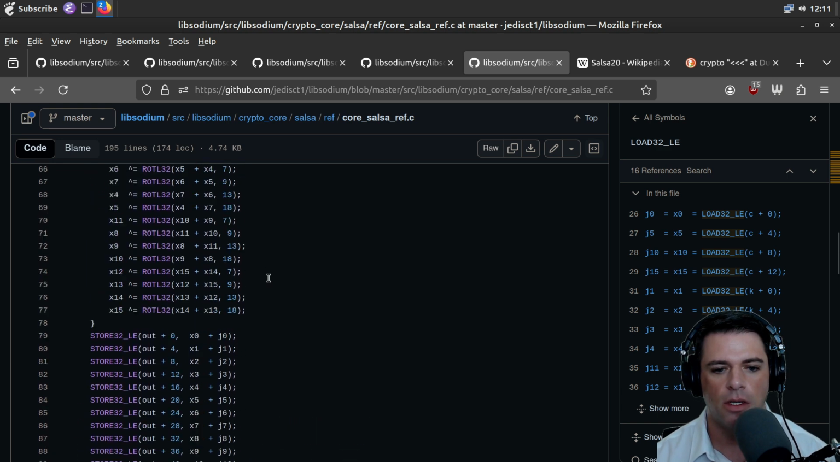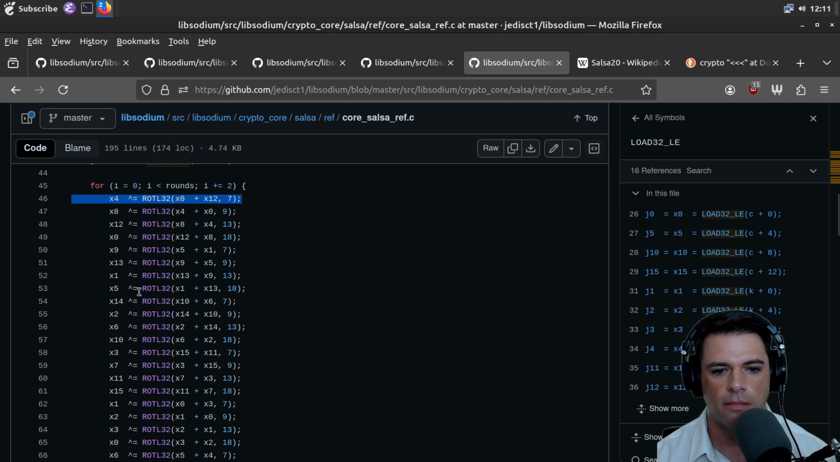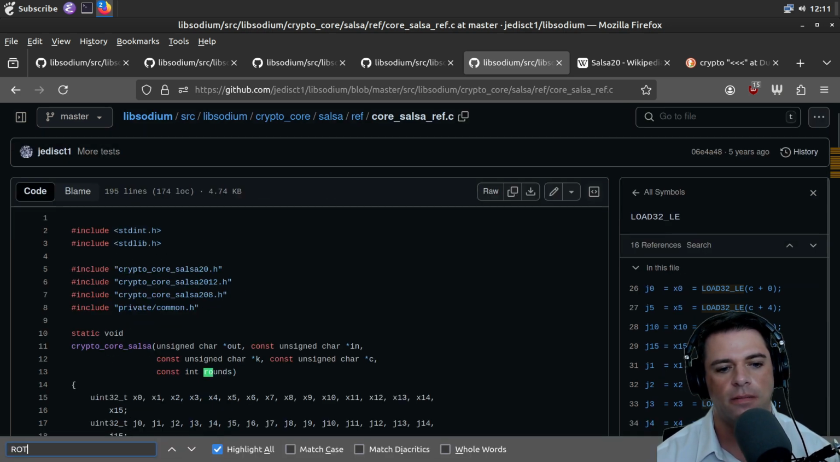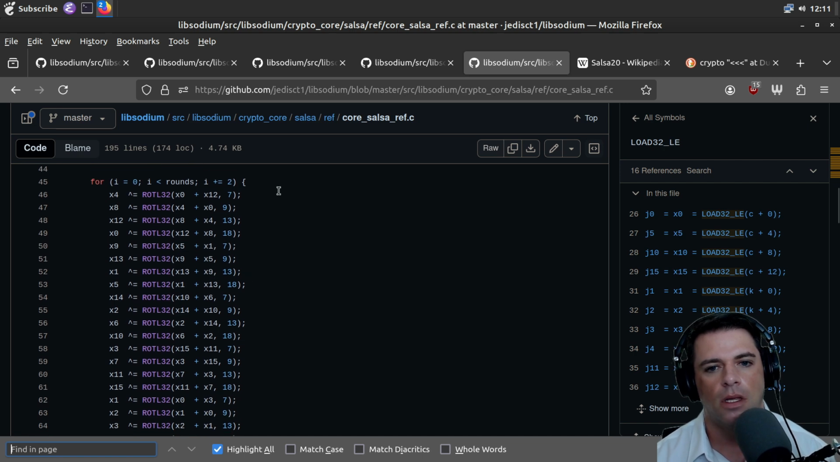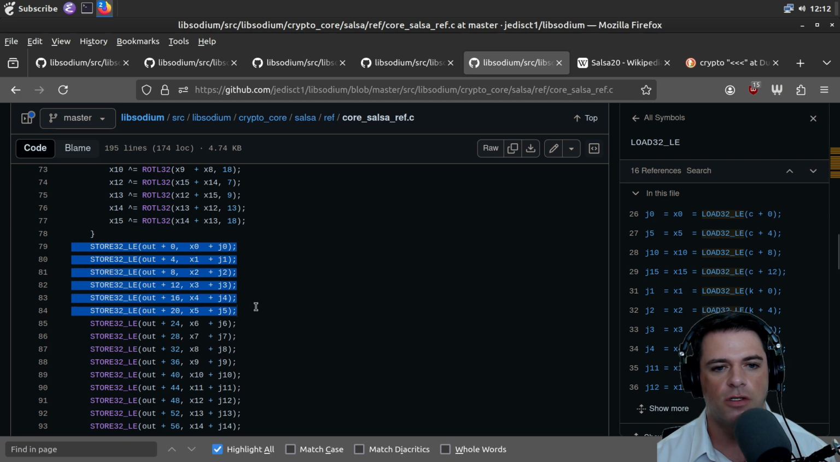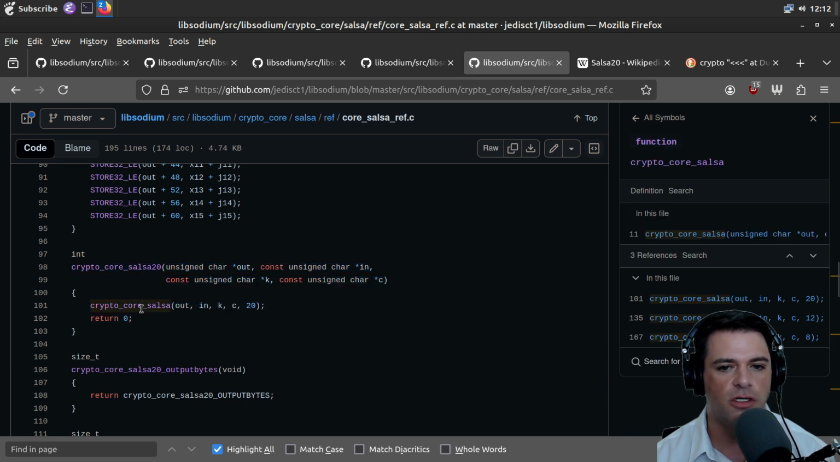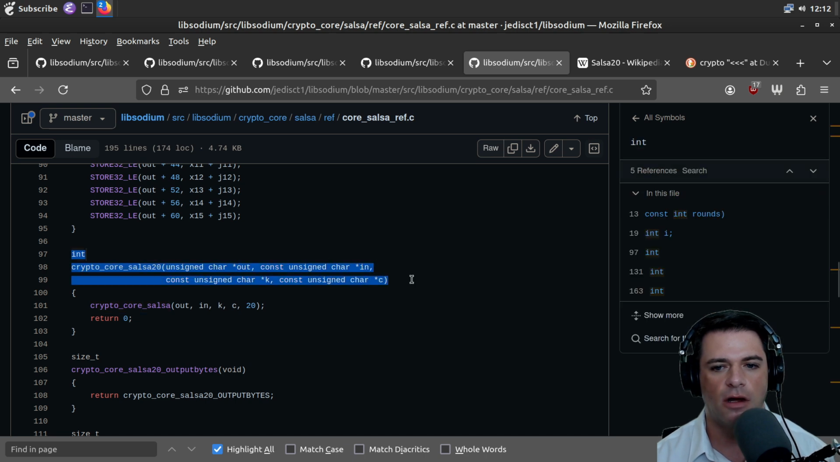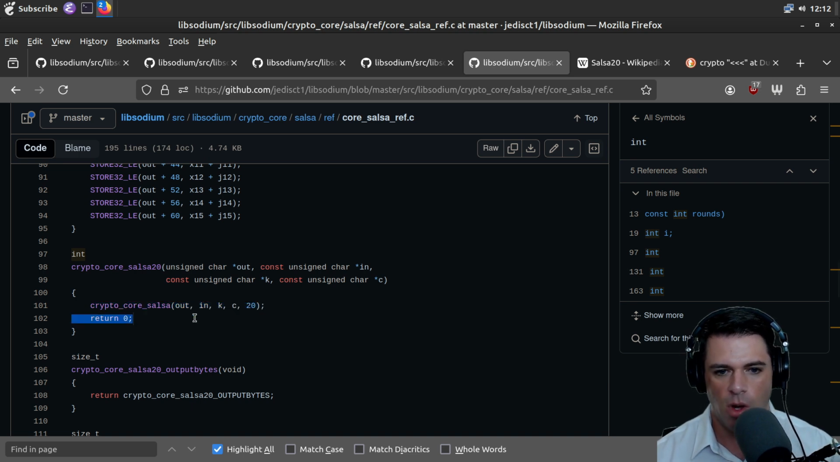And then what? Do we get rot R anywhere? I don't know. But these are certainly rotations. And then we have the store 32LE. And then when we call cryptic course also 20, that's when we call this function. We've got out, in, car K, car C again. And we return 0. Why? I don't know.